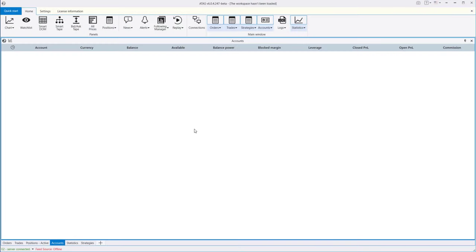Want to know how many clicks it takes to start Market Replay? Let's count from the moment the ATAS platform is opened and ready to go. Do you think it'll be more than 10 or less? First, click on the plus sign. Click number 2. Open the chart.